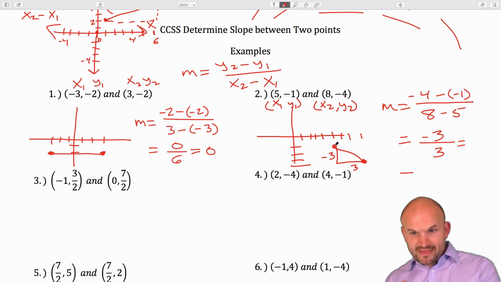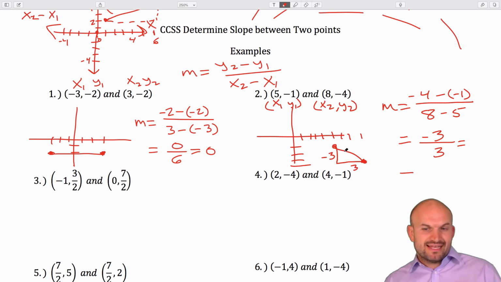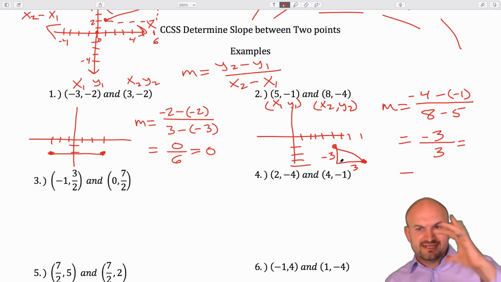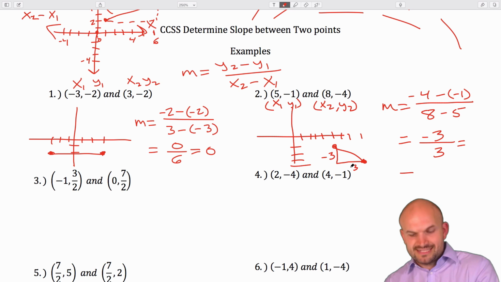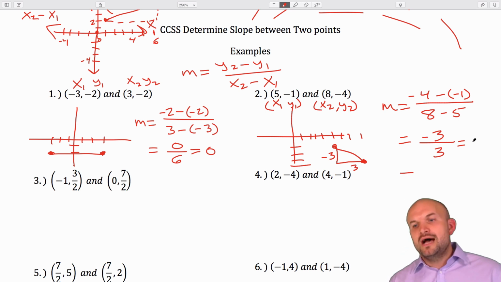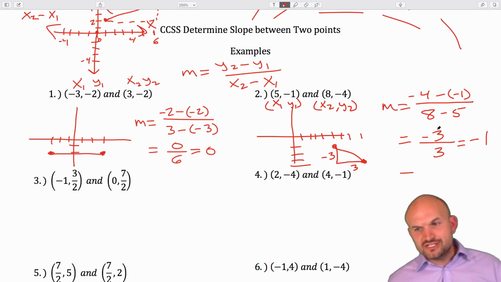And you can confirm that just by looking at my graph. Now, again, we're not always going to want to sketch the graph, but at least you guys can see my change in my height compared to my change in my horizontal distance. And it makes sense for my answer. However, we can just simplify this as a -1. We don't need to write a fraction like that.